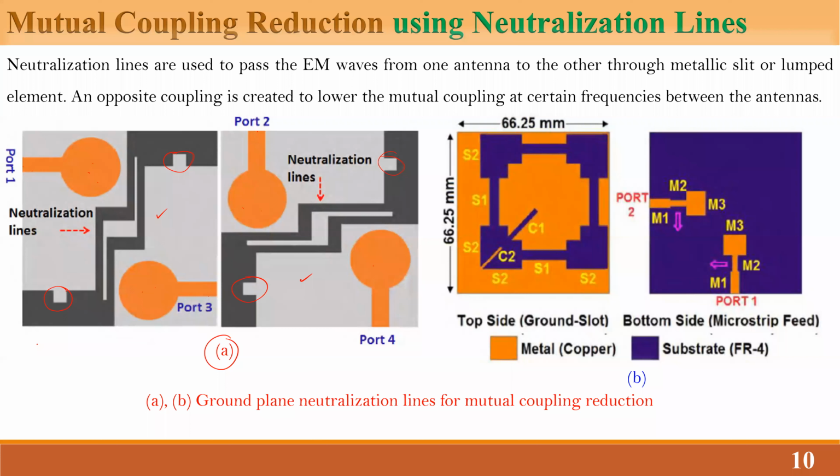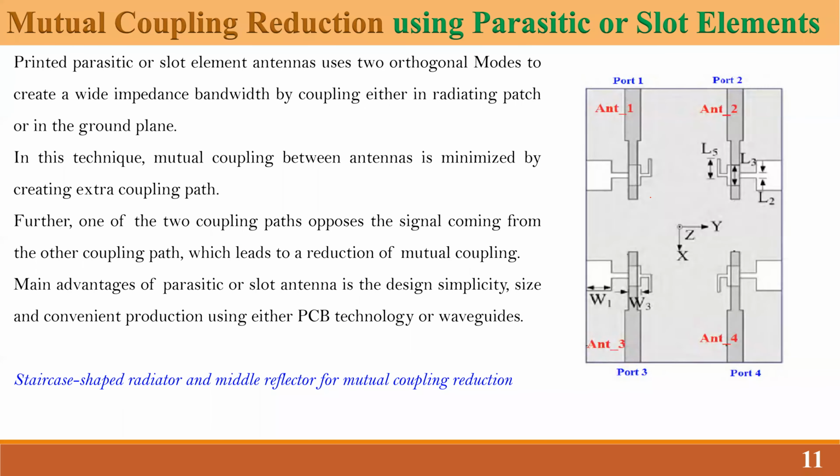Okay. Now, the fourth case is the parasitic or slot elements. I'll quickly go through it. It's very simple. So what are you doing here? Basically, you are keeping all four antennas, obviously for MIMO applications. In all these four antennas, you are making some kind of a slot, and all these slots are basically helping you to get some kind of a resonance effect.